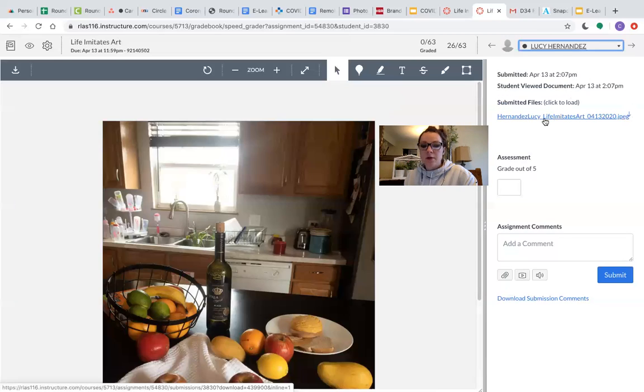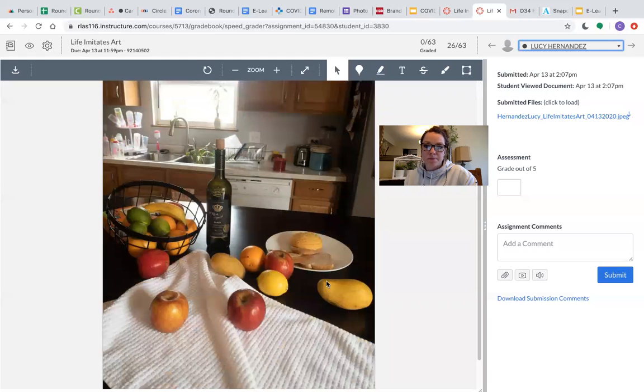Lucy. Yes. Okay, so this was the Matisse or the Cezanne. Yeah, Cezanne. Still life. So good job with that. I would see if you could cover the whole table.